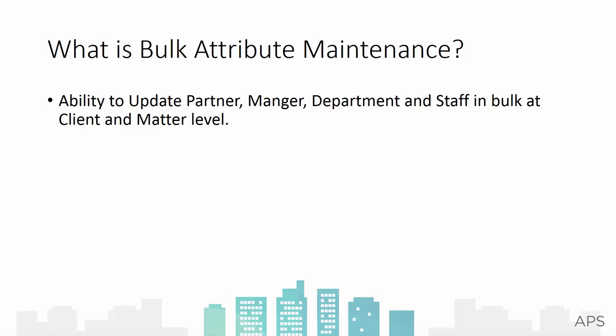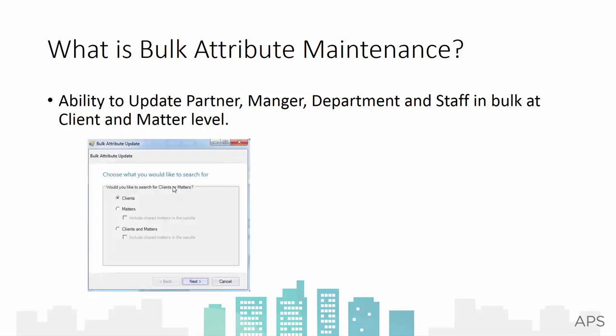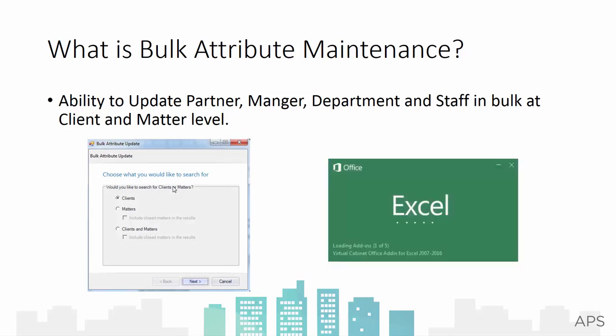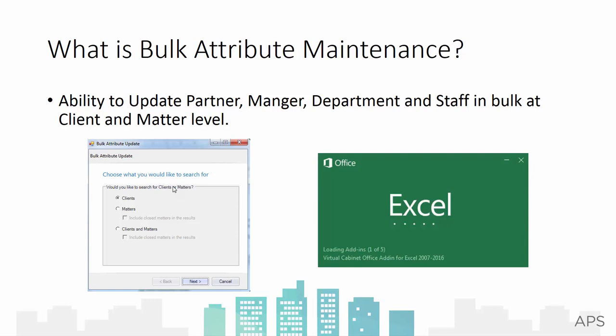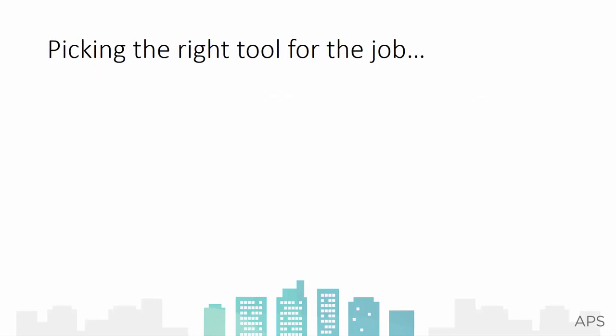What is bulk attribute maintenance? Well, it's the ability to update partner, manager, department and staff attributes in bulk at both the client and matter level. You can use the selector option or you can use the Excel upload option. It's important that you pick the right tool for the job.